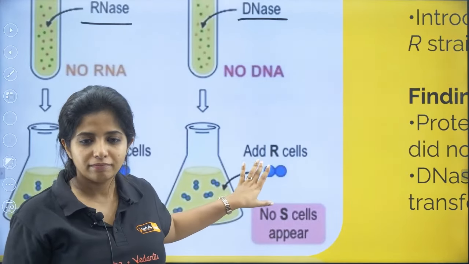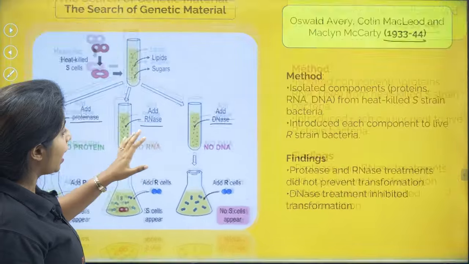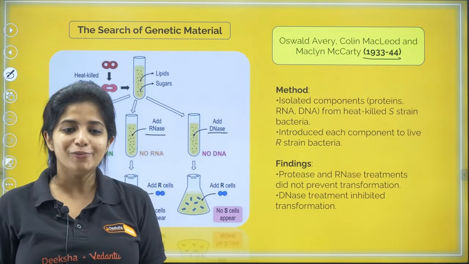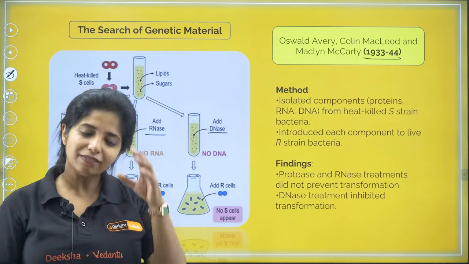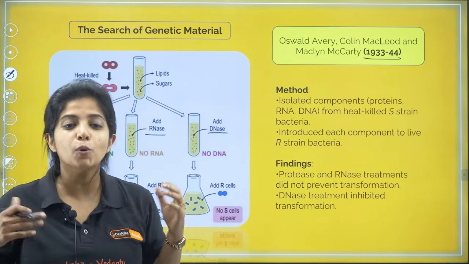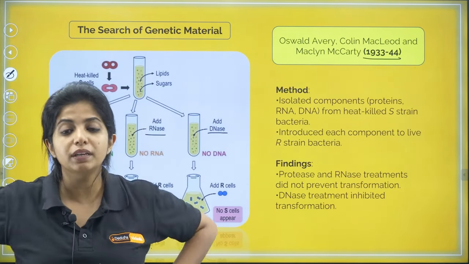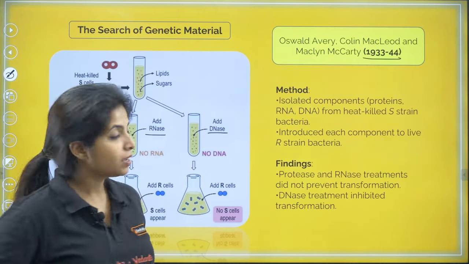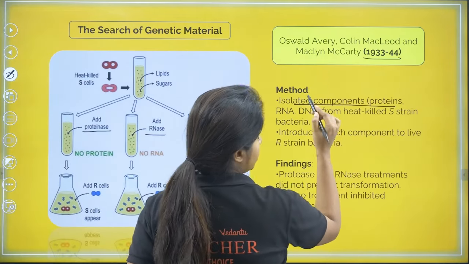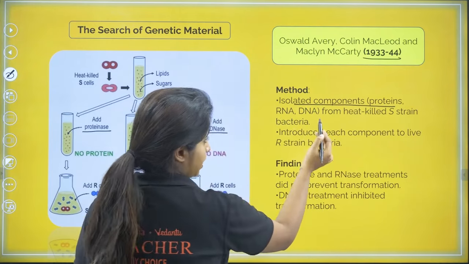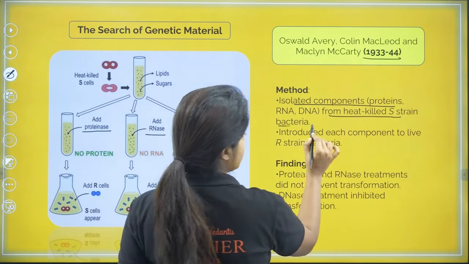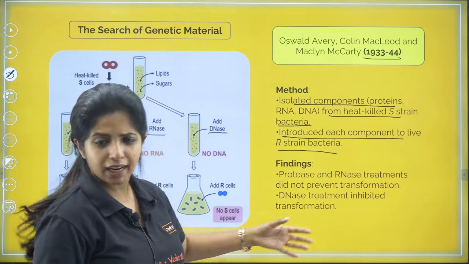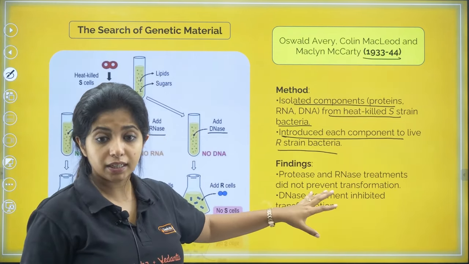They did the experiment. They were very brainy people and others should have believed them. But the problem is that not everyone believed them. Many people believed them, but there were still many yet to believe. That is why we needed one more experiment to counter-prove it. So what did they do? They isolated components, proteins, DNA, RNA from the heat-killed S strain and introduced each component. Anyway, DNase treatment inhibited the transformation.